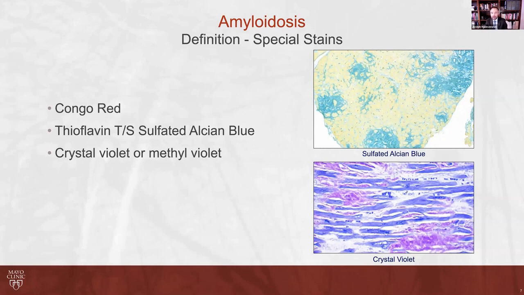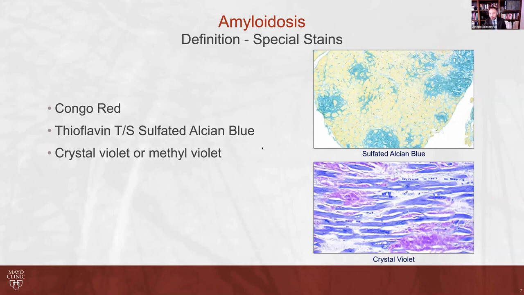And then there's thioflavin T or sulfated Alcian blue, other stains that are very useful in identifying amyloid in tissue. Here at Mayo, we really like the sulfated Alcian blue stain, particularly when screening for amyloid in the heart, because it imparts a very easy to recognize seafoam green color wherever the amyloid is. So all this green substance is the amyloid aggregating in this myocardium.